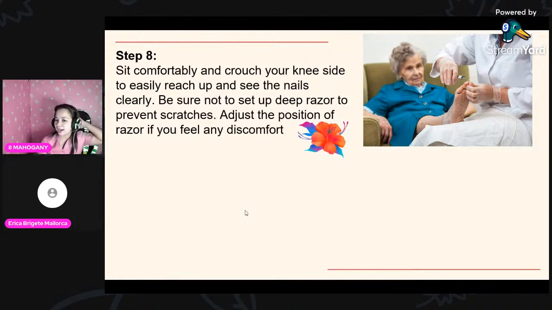Remember yung mga hazards, di ba po? Kung paano tayo umupo properly, yung mga position natin to do the nail activity. Kailangan tandaan nyo po yon para maiwasan yung mga hazards, okay po? Or mga injuries na pwedeng mangyari. Okay, feel any discomfort, okay po?